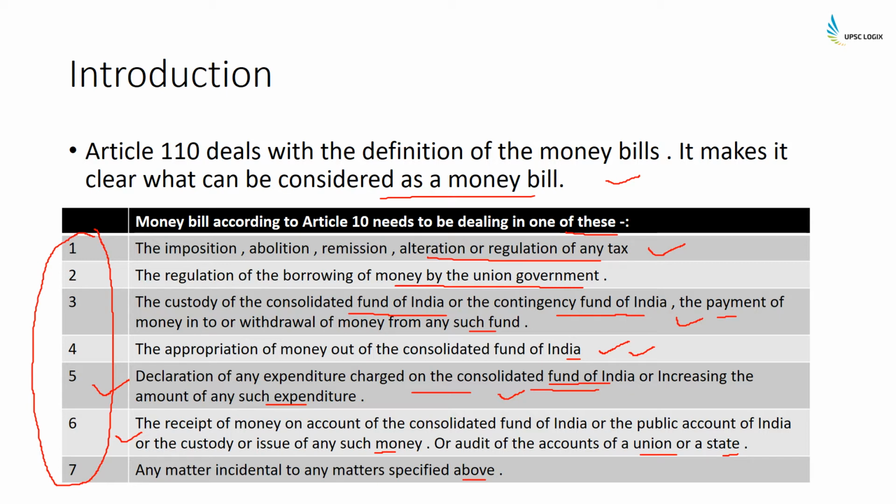To cut the long story short, any bill related to taxation, any bill related to regulation of borrowing of money by the union government, and any bill dealing with the Consolidated Fund of India or Contingency Fund of India, payment, withdrawal, deposition, or anything related to these two funds can be considered a money bill. So I hope you have understood what a money bill is exactly now. Let us move on.